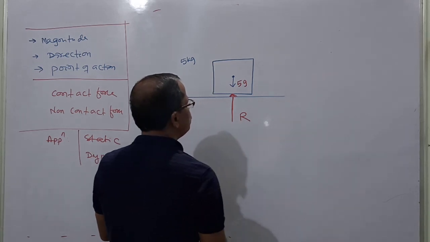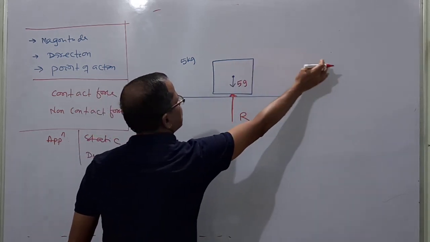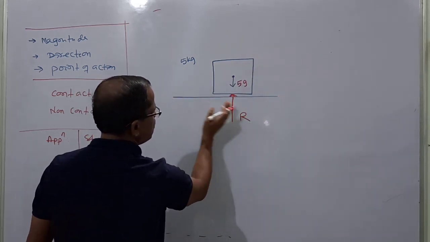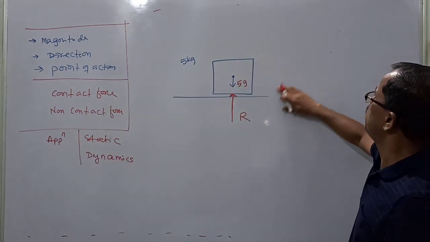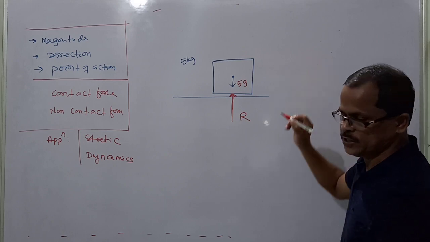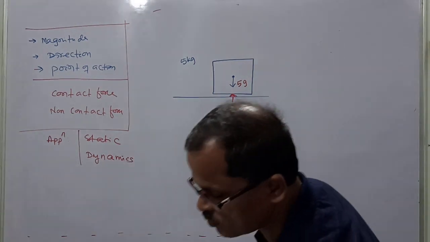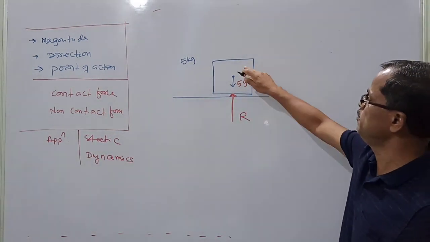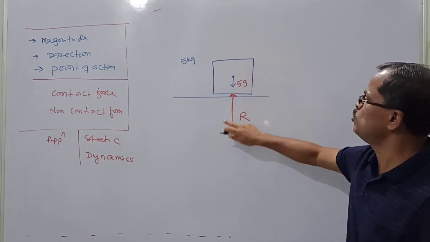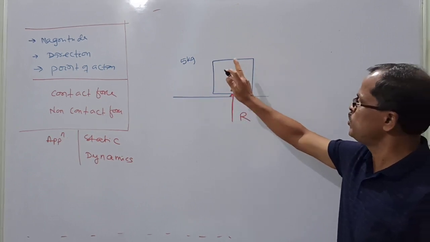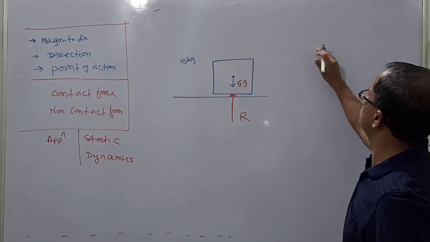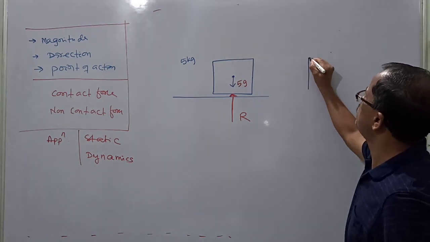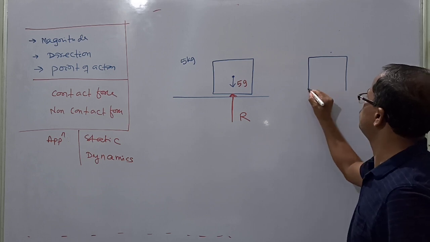Now what will I be doing? I will take the body out and replace the ground. That is called isolation. The first step is to isolate the body from a system of bodies. The system of bodies is two here: one is the object, another is the ground. The two objects make a system. So from the system, isolate the body. The 5 kg body will be isolated. That means I will show the 5 kg body only. I will never show the ground. That is called a free body diagram.